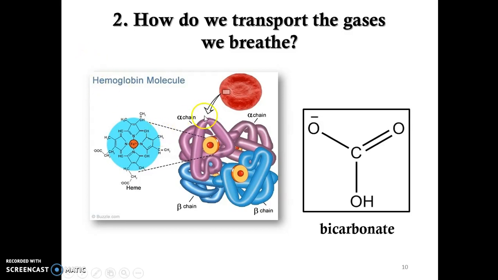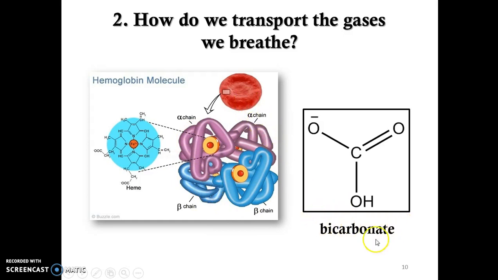So this is basically a protein on our red blood cells, the hemoglobin is, and it can carry a heme, which is a molecule with iron in it, and oxygen loves to stick to that heme, that iron right there. So it can carry 4 oxygen molecules per hemoglobin protein, and that's on the red blood cells.